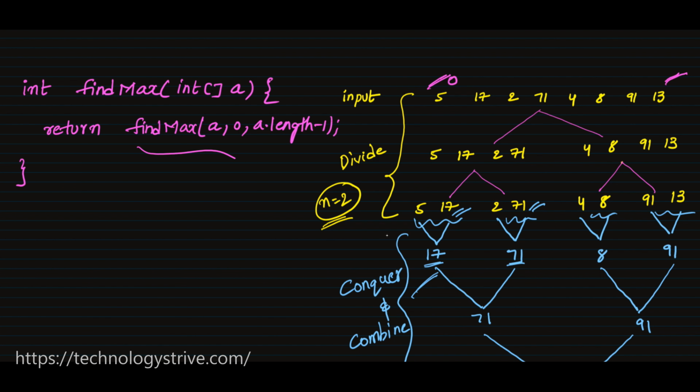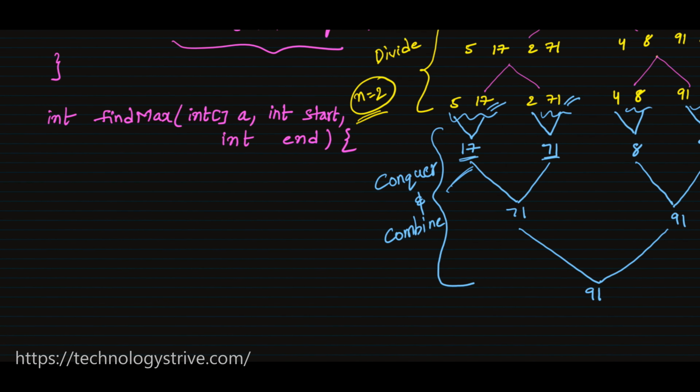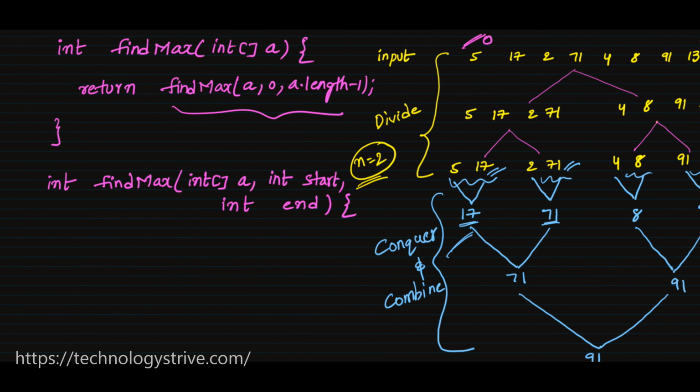So this is the recursive relation which we have to define. Define the method int findMax. We are going to get an integer array here, which is a, and then int start, which is the start index, and int end. Here we are assuming that when the array is of size 2, we are able to compare, right? So the first thing is we are dividing the array.